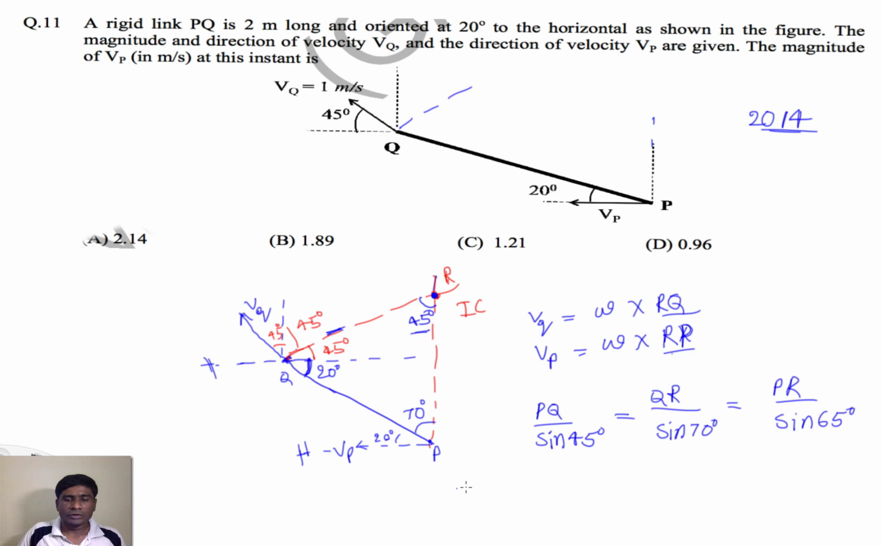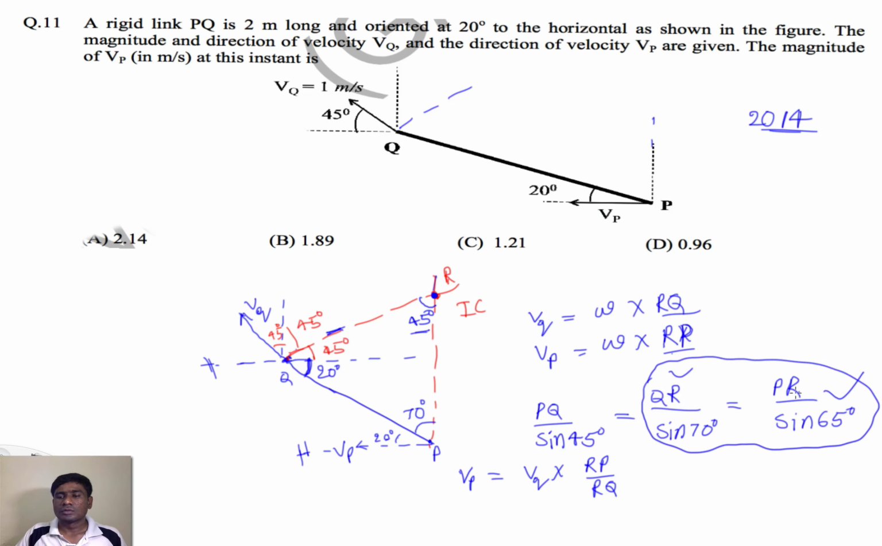But we need to find out VP. What is the VP? If you divide these two equations, then VQ into omega gets cancelled, and we get RP by RQ. From this equation, we can write RP by RQ. This is RP and this is RQ. So what is the RP by RQ?